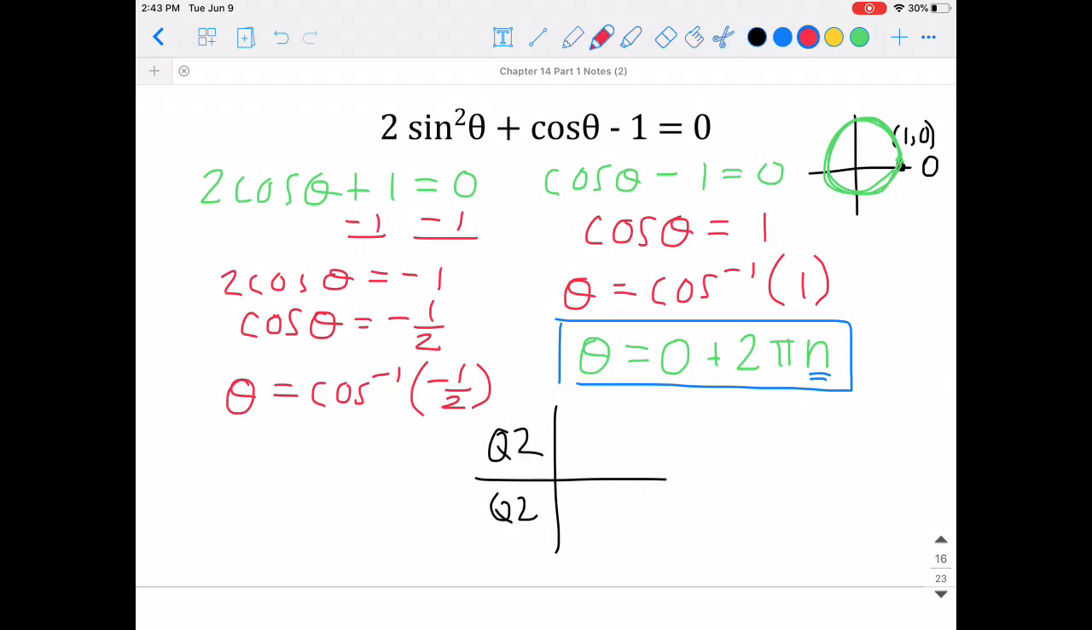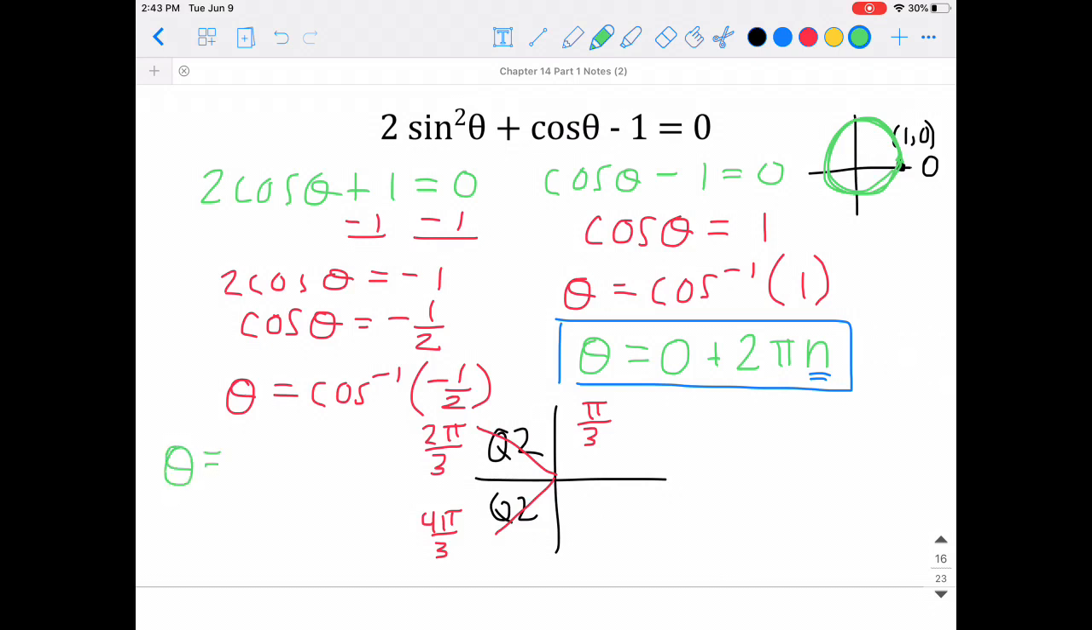So in the second quadrant, when it's negative 1/2, remember that's going to be a 60-degree reference angle, or in radians it is pi over 3. But in the second quadrant, that's going to be 2 pi over 3. And in the third quadrant, that is going to be 4 pi over 3. So in this case, for theta, we're going to have 2 solutions because we're in 2 different quadrants.